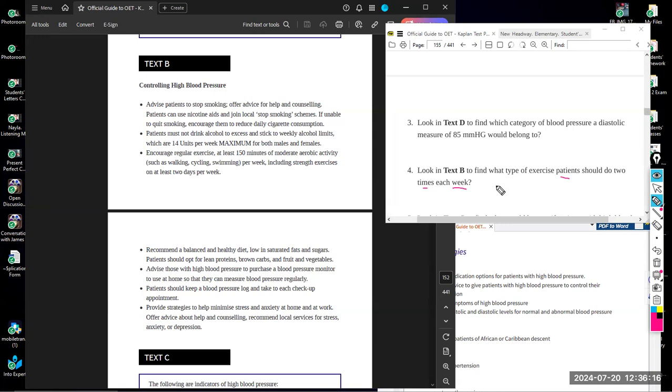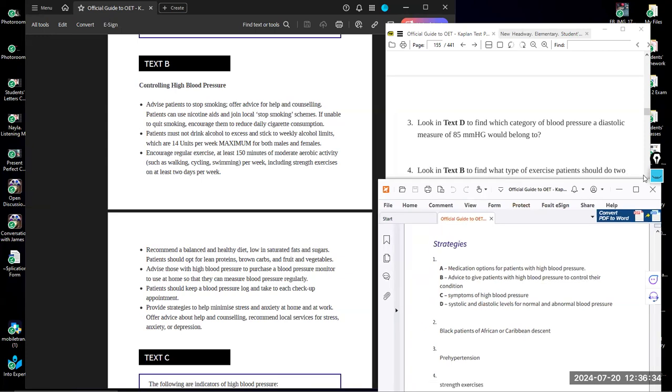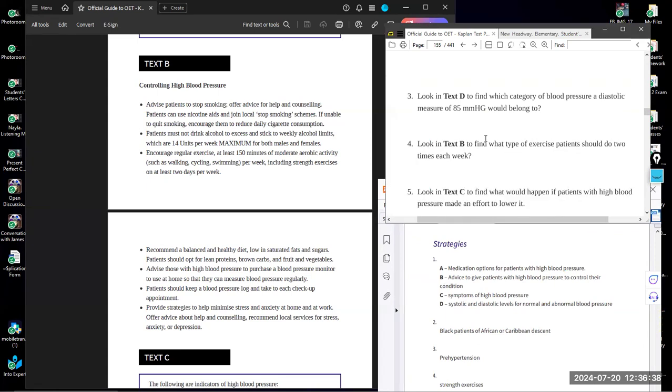I have to match it. So this is it. At least 2 days per week. It's for including strength exercise. Yes, thank you. Strength exercises, that is it. That's amazing. So this is strength exercises. Exactly. Now let me show you the next question, which is saying, let's take a look at text C.